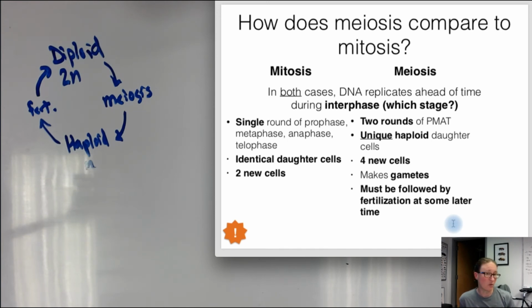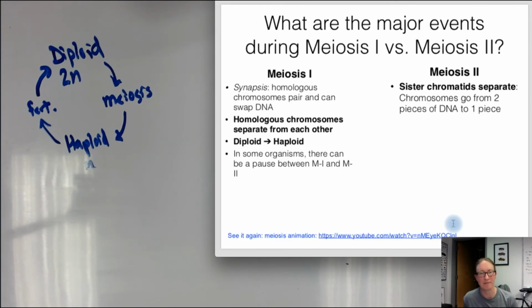If a cell goes through two rounds of PMAT, then by the end of round 2, the end result will be 4 new cells. Those 4 new cells are potential gamete cells, okay? That whole process has to be followed by fertilization at some later time. The exact timing will depend on the organism. Okay, so we've got meiosis 1 and meiosis 2.